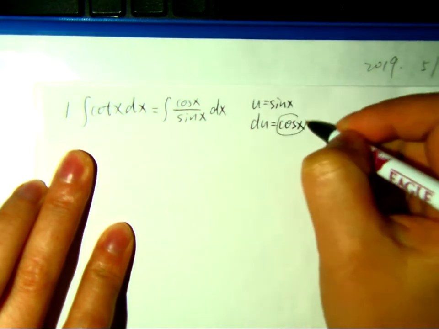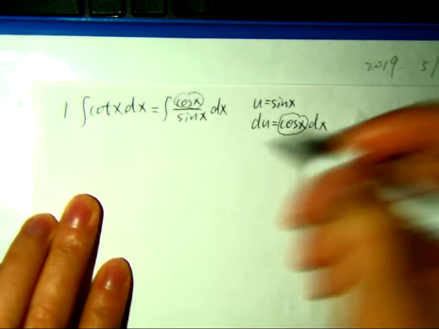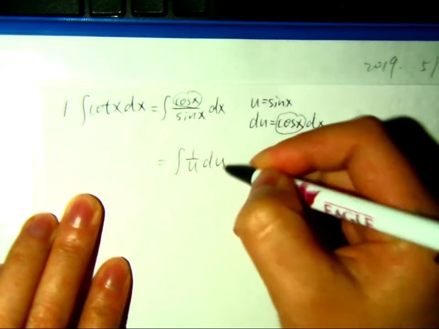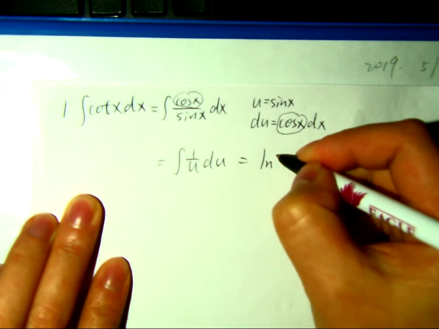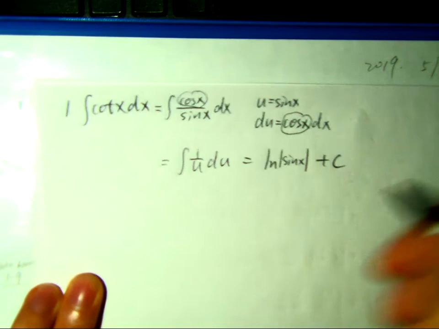So this cosine x will cancel this cosine x with the dx. So we will be left with integral 1 over u du. And you're going to have natural log of u. And then change your u back to sine x, plus c.